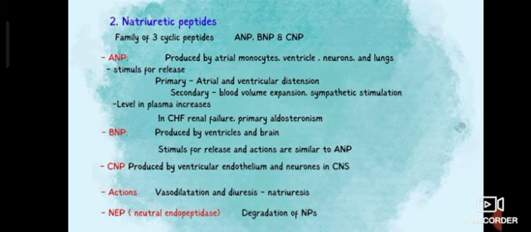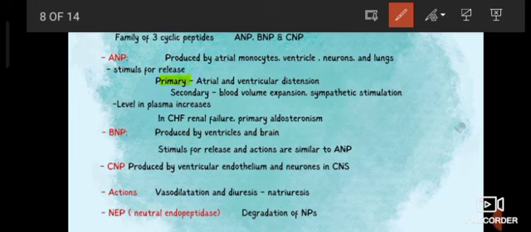Second is the natriuretic peptides. It comes under a family of 3 cyclic peptides: atrial natriuretic peptide, brain natriuretic peptide, and C-type natriuretic peptide. Atrial natriuretic peptides are produced by atrial myocytes, ventricles, neurons, and lungs. Stimulus for release is of two types: primary and secondary. Primary is atrial and ventricular distension, and secondary is blood volume expansion and sympathetic stimulation. Its level increases in plasma in chronic heart failure, renal failure, and primary aldosteronism.